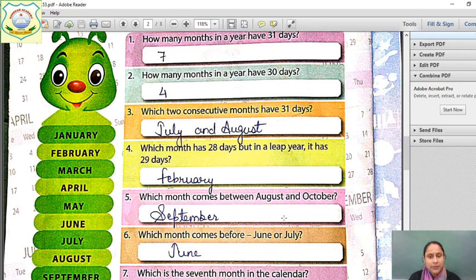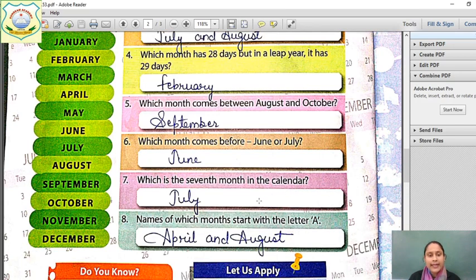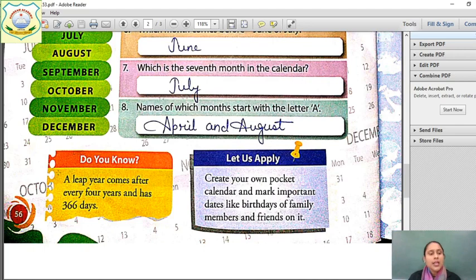Which month comes between August and October? September. Which month comes before June or July? So June. Which is the 7th month in the calendar? July is the 7th month in the calendar. Name of which month starts with letter A? April and August. Okay. Now, a leap year, children, do you know?